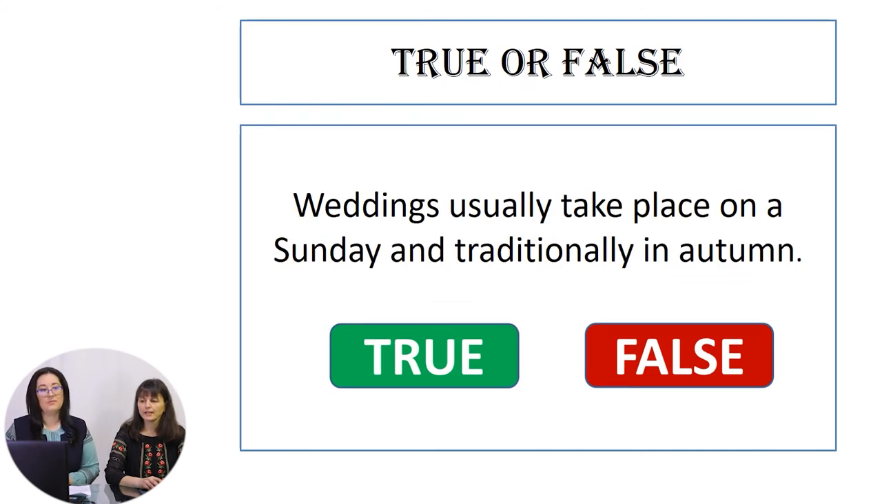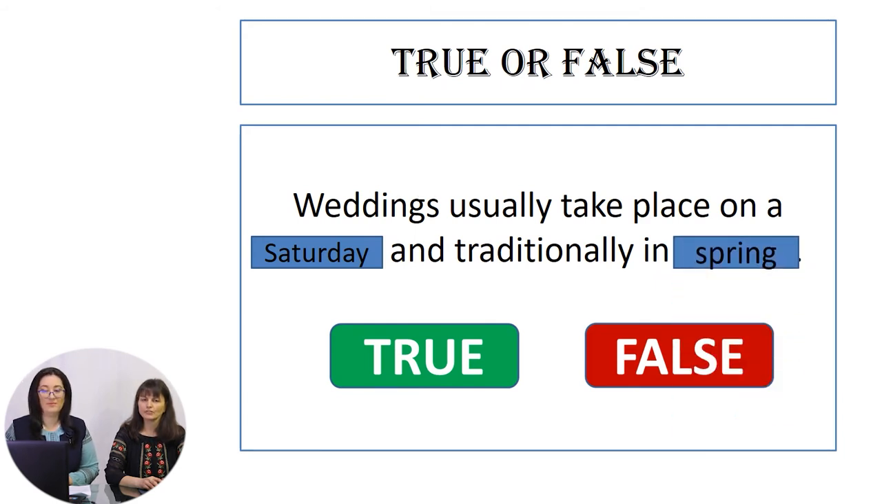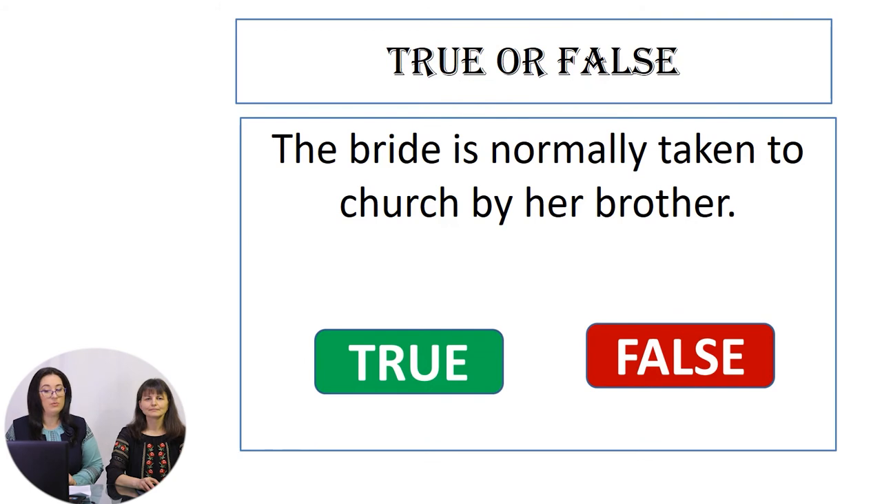Weddings usually take place on a Sunday and traditionally in autumn. Is it true or false? It is false because weddings usually take place on a Saturday and traditionally in spring, not in autumn. The bride is normally taken to church by her brother. Is it true or false? Decide. We have a false statement because it is her father.